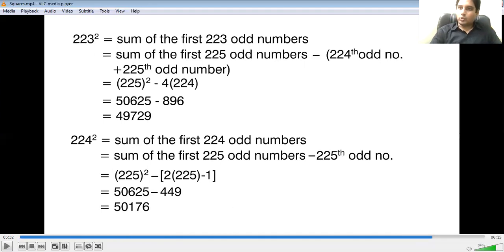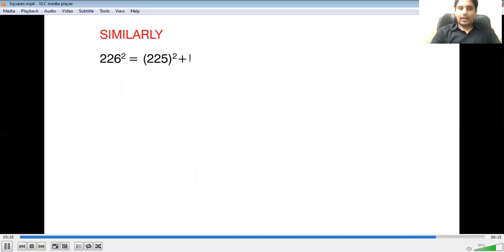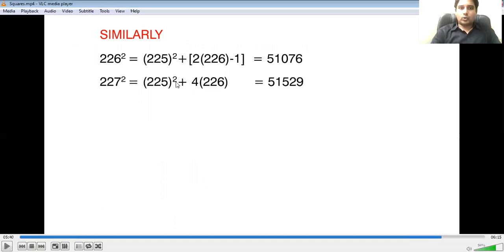Now the next number will be 225. 225 square can be easily found by using the mechanism of squaring a number ending with 5. Next, 226 to 229, I'll be writing in one line only now. 226 square, the sum of the first 225 odd numbers plus the 226th odd number. 227 square, the sum of the first 225 odd numbers plus 4 times 226. Why 4 times 226?